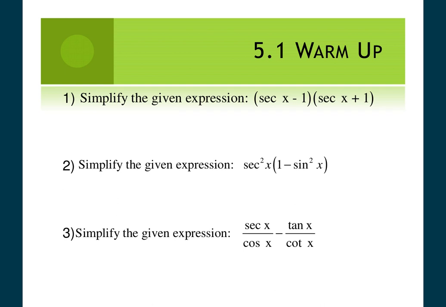All right, so first of all, I want to stress that there's not only one way to do these. So just because you didn't do it exactly like we're about to do it, it doesn't mean it's wrong as long as you get to the same answer at the end. All right, so number one, obviously they all say simplify the given expression. Number one has secant x minus 1 times secant x plus 1. So what would you start by doing?